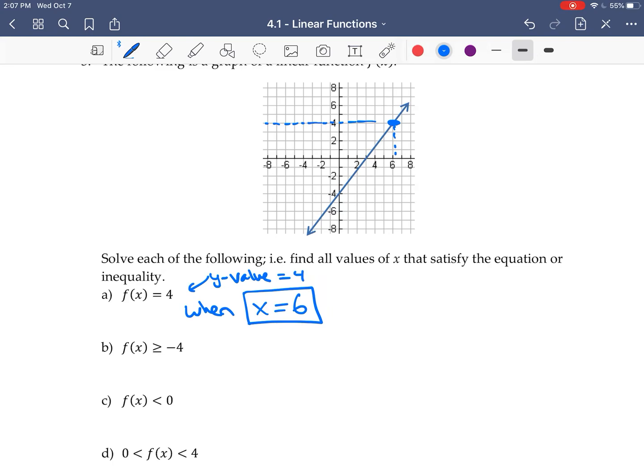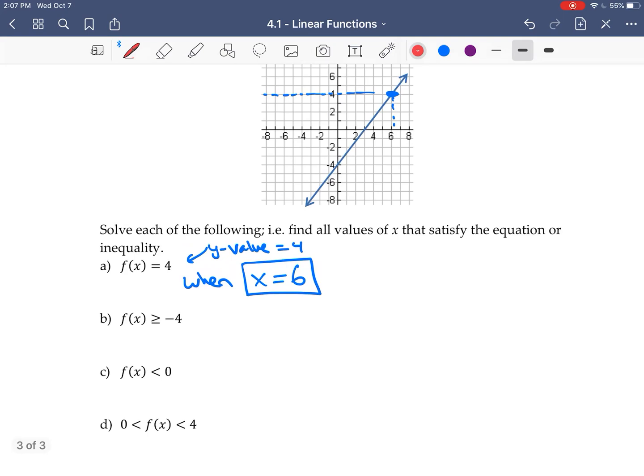Okay, now for part B, I want to know where is f of x, so the y value, bigger than or equal to negative 4. So I look for negative 4. There's negative 4. So it intersects when x is 0, and I want the y's to be bigger. So that's going to be to the right of 0, right? I want the y values to be above negative 4. So this is going to be when x is bigger than or equal to 0 is my answer there.